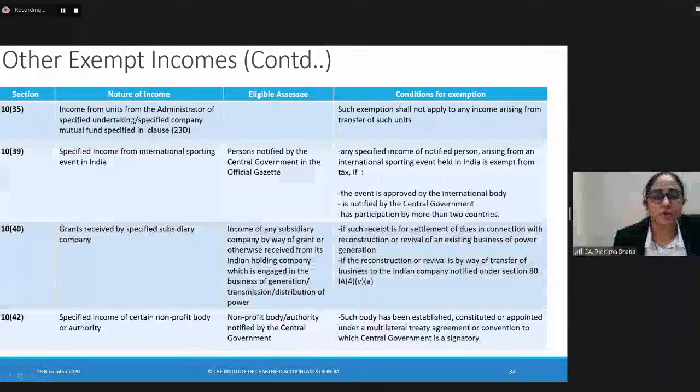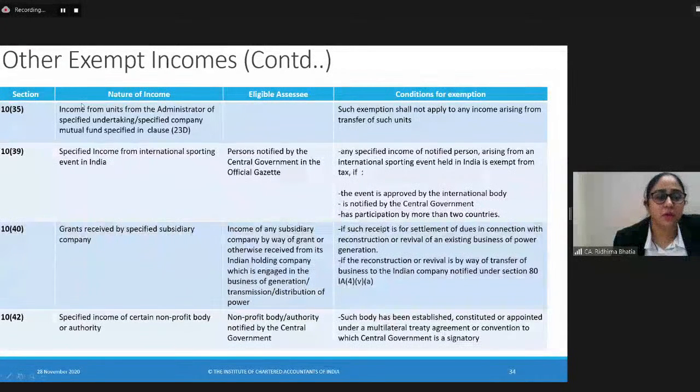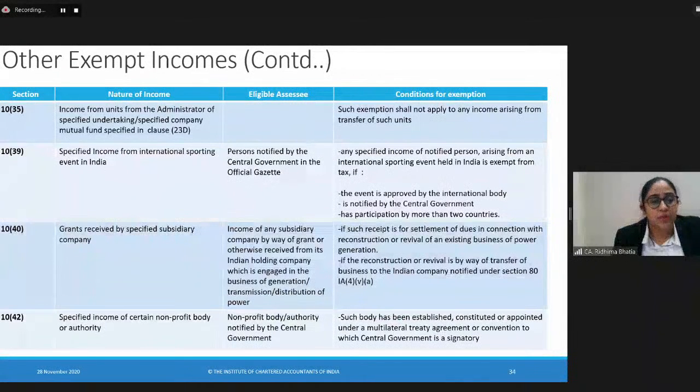Similarly, income from units from the administrator for a specified undertaking or a specified mutual fund, which we discussed in clause 10(23D), is exempt under clause 10(35). This may not be in your module from this year onwards. Okay. Then 10 clause 39, specified income from international sporting event in India. Now, if some international sporting event happens in India, say Commonwealth Games, and if the central government notifies that, whatever income is happening from that sporting event would be exempt.